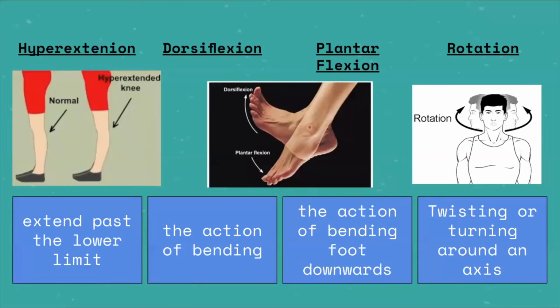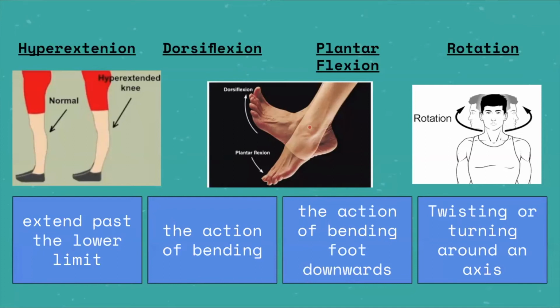Cool. Okay. We have some other movements. We have hyperextension, which would be extending past the normal limit. So in this picture, the normal way to stand would be like the first pair of legs, and a hyperextended knee, which is when you stand really, really straight, and sometimes it can even hurt when you're doing it. So it would be like straightening it way past its actual limit. So you're hyperextending your knee.